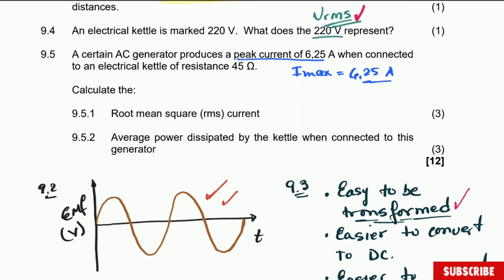When connected to an electrical kettle of resistance 45 ohm. The resistance of the kettle is 45 ohm. R is equal to 45 ohm. Alright, calculate the root mean square for the current.